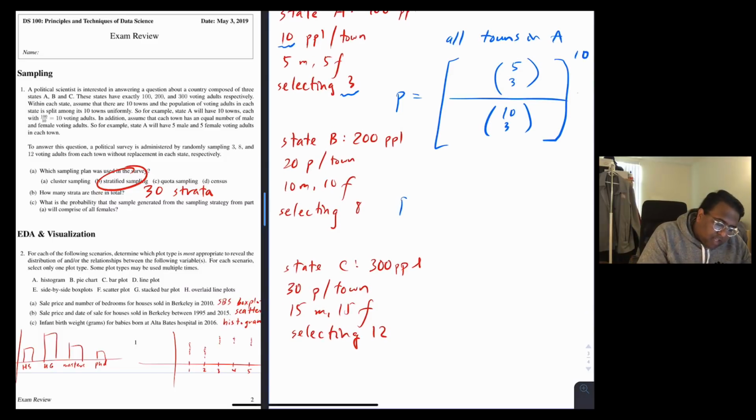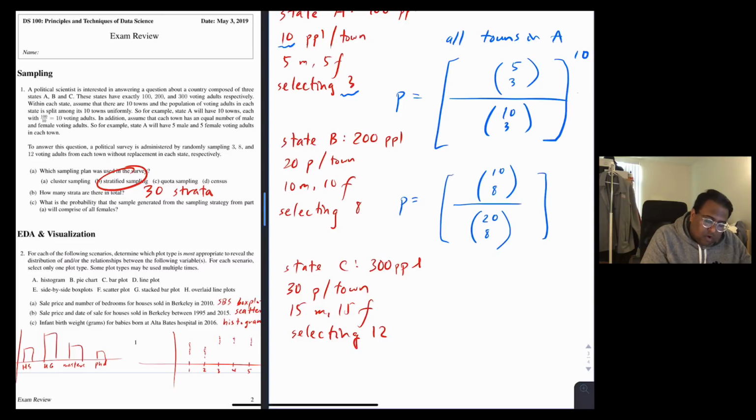We can pretty easily extend this to state B. Our denominator in this case would be 20 choose 8. It's all the ways we can choose 8 people from a group of 20. And the numerator is 10 choose 8. We have 10 females, select 8 of them. And that's for one town. So for all the towns, it's that to the power of 10.